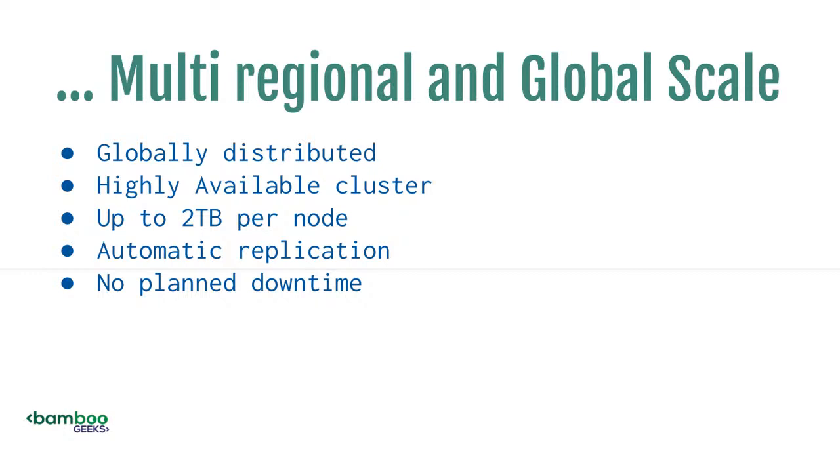It's globally distributed, which means you can have nodes, because Cloud Spanner is not working with servers, but working with clusters. So basically, it's globally distributed, which means we have nodes in each region. It's highly available. The cluster is always highly available. We can go up to 2 terabytes per node. So each node can have 2 terabytes, and the cluster can have as many nodes as you want. So you can scale up very quickly in a horizontal way.